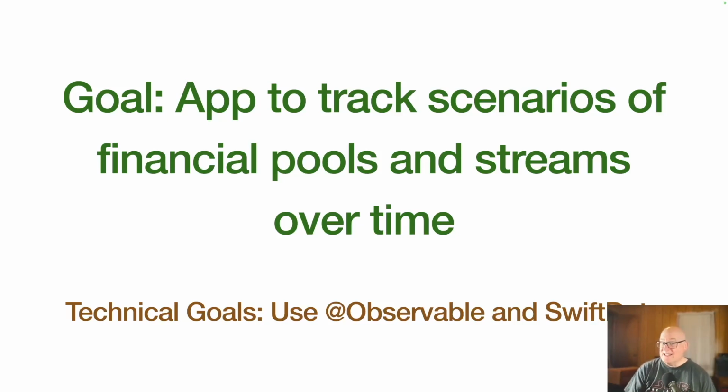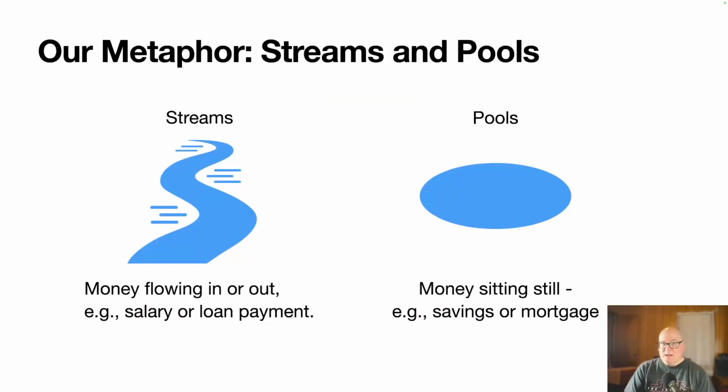And on the technical side, I'm hoping to use Observable and SwiftData, which I've never used other than maybe in a toy app. So the metaphor I have is streams and pools. And the idea is this is money. Sometimes it's a stream, money flowing in or out, like a salary or annuity or a loan payment. Or it's a pool of money, just money sitting somewhere, savings, IRAs, things like that. They may grow, but mostly they're just sitting there.